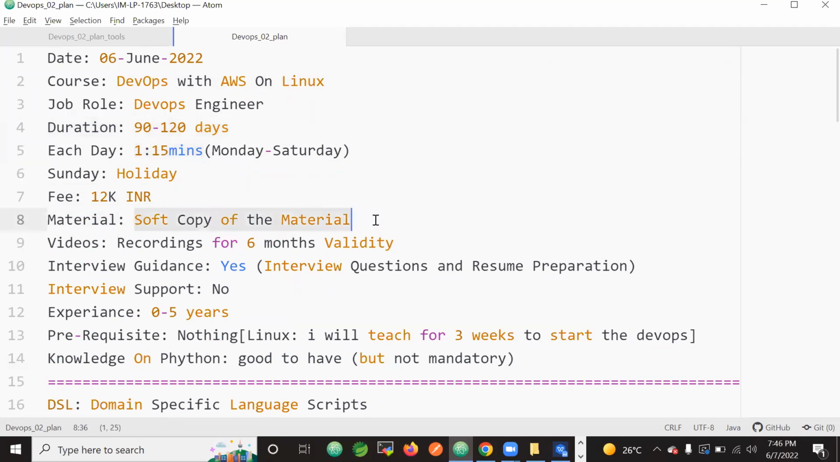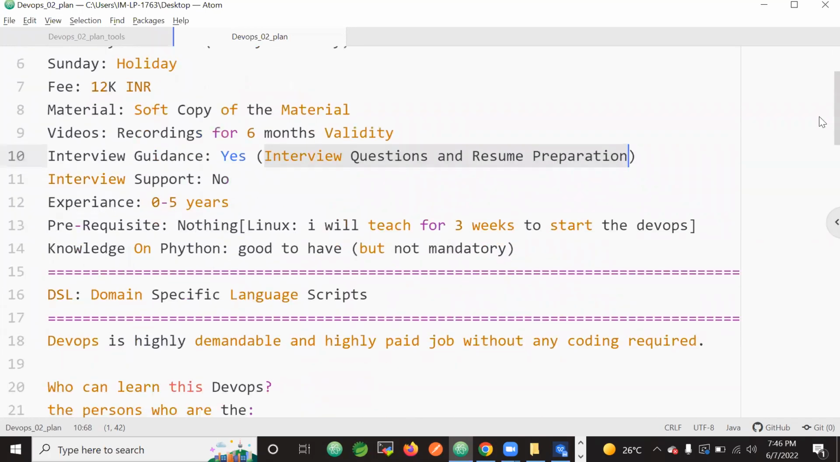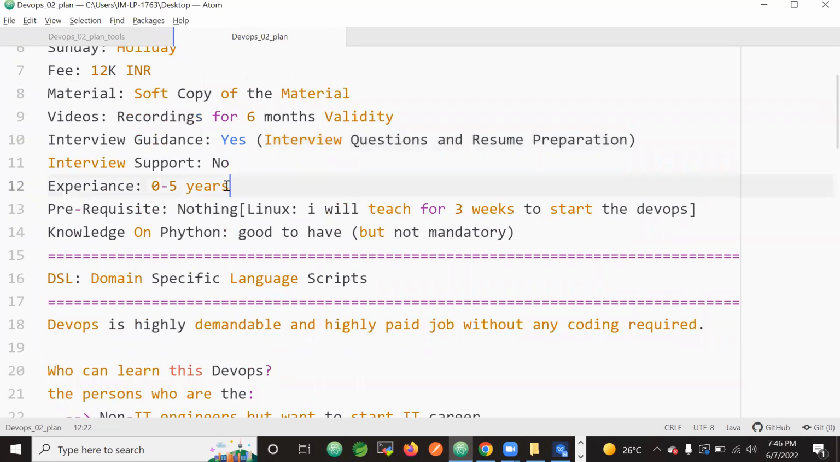A soft copy of the material will be provided to you, and recordings also will be given to you, which are valid for 6 months. Interview guidance also will be given for each and every topic, each and every course. The interview questions will be given and discussed during our sessions. So with the knowledge you have gained here, you can showcase 0 to 5 years of experience, right?